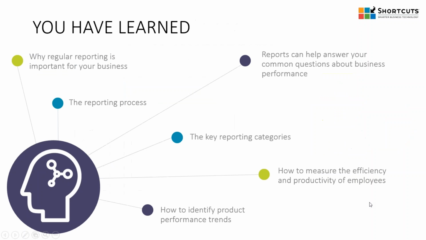All right, you guys, so what have we learned today? Why regular reporting is important for your business, the reporting process. Reports can help answer your common questions about business performance. We learned about the key reporting categories, which you guys is really all of them in Shortcuts, because there are some really important reports in each of those categories. We learned how to measure the efficiency and productivity of employees, as well as how to identify product performance trends.